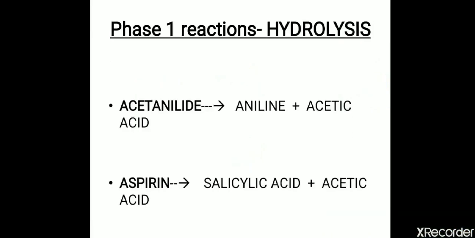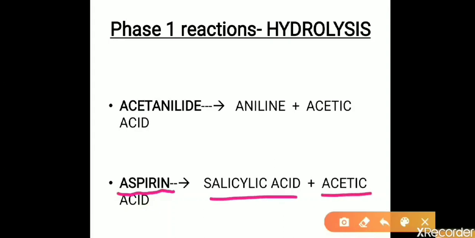And the next reaction in phase 1 metabolism is hydrolysis. So the best example is the hydrolysis of aspirin. Aspirin is an antiplatelet drug. So on hydrolysis, this aspirin is converted into salicylic acid and acetic acid. Another example is hydrolysis of acetanilide. On hydrolysis, this acetanilide is converted into aniline and acetic acid. So that's complete phase 1 metabolism.